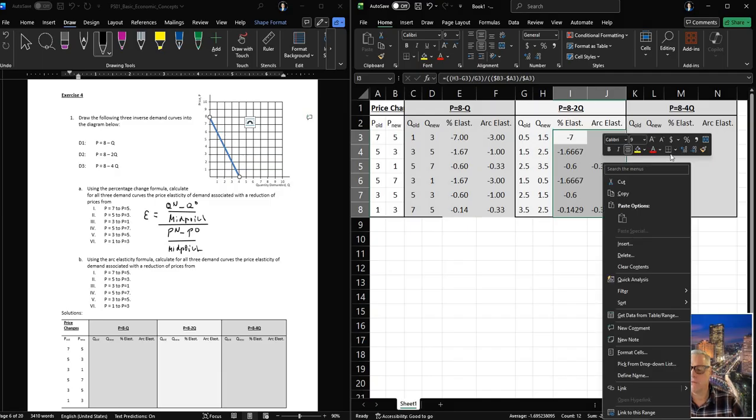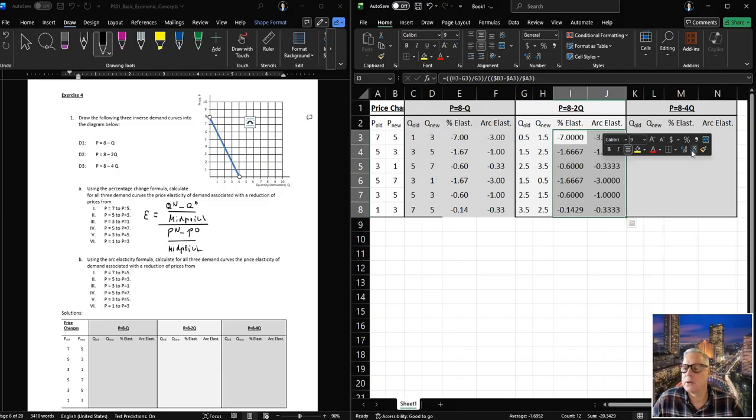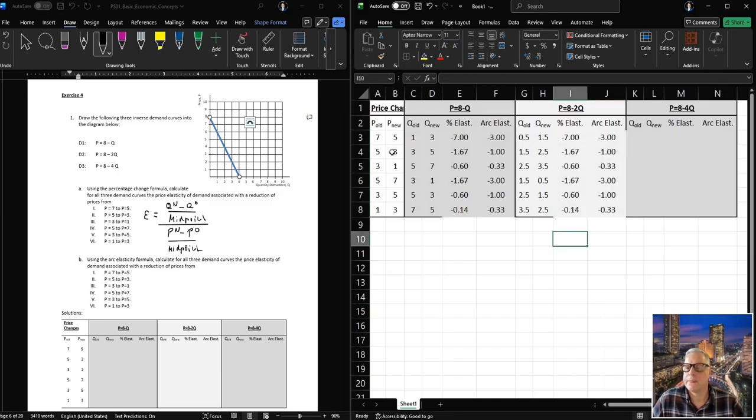And now we can see that when we lower the price from 7 to 5, the percentage elasticity gives us a value of negative 7. If we increase it back from 5 to 7, we get 1.6. But for the arc elasticity, the values are always the same. Okay.